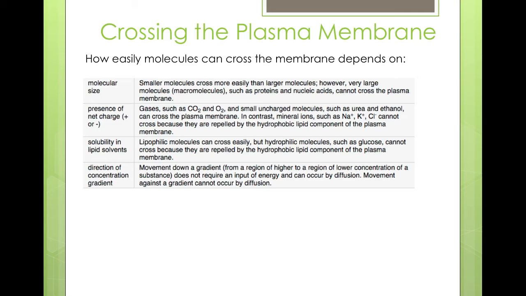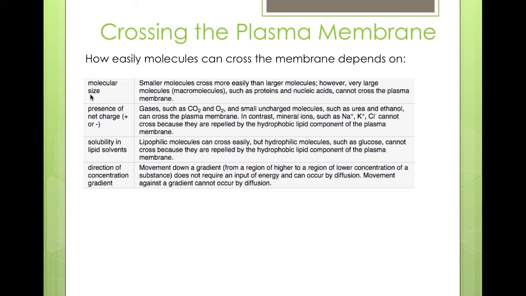When I say small and large, they're still very, very microscopic in terms of their size. You can't really look at them with the naked eye. However, we divide between micromolecules and macromolecules, okay? So macromolecules are things like proteins. They're huge. Nucleic acids, which is what makes up your DNA, also are too big to go across the plasma membrane. However, smaller molecules such as gases and sugars and water will cross a little bit easier. Not to say that they're all going to cross easily.